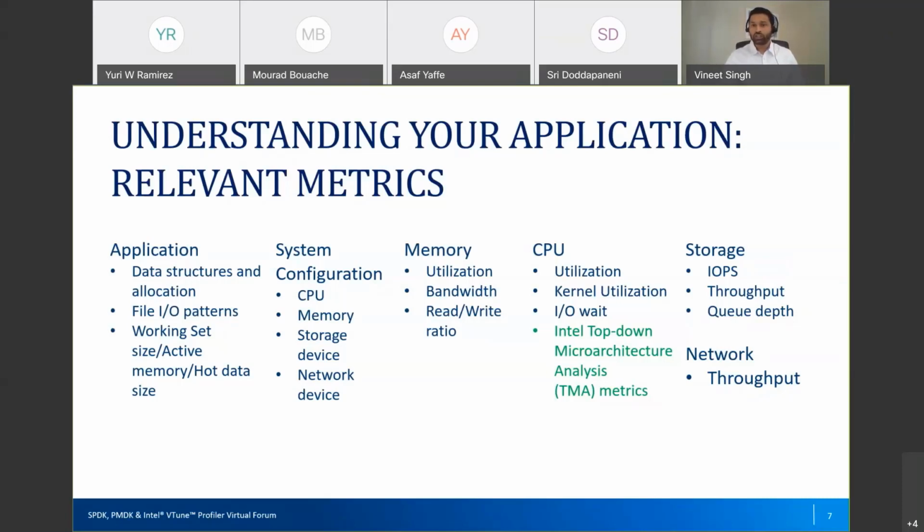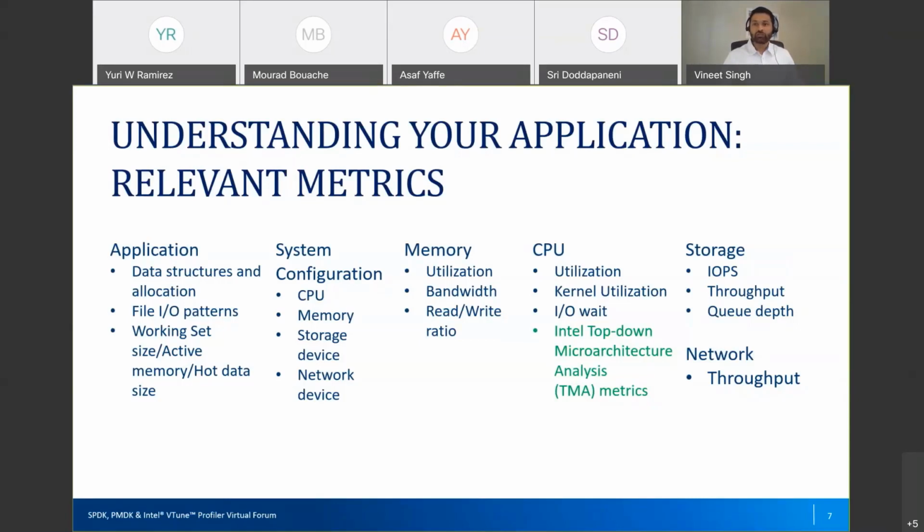One of the crucial metrics that really helps in determining if your application can benefit from PMM is the Intel top-down microarchitectural analysis metric, the TMA metric. These metrics are available through perf or through our tools for Intel architectures, and these help you determine the memory resource requirement from your application. So they come in really handy.